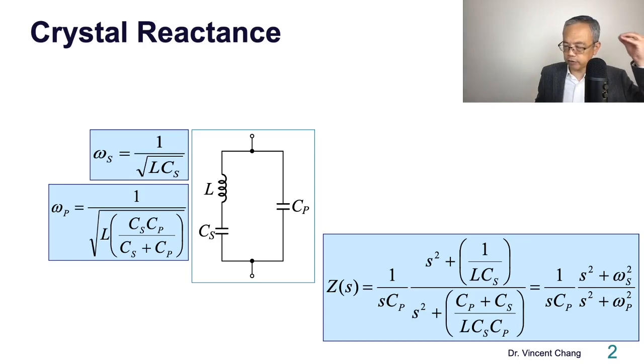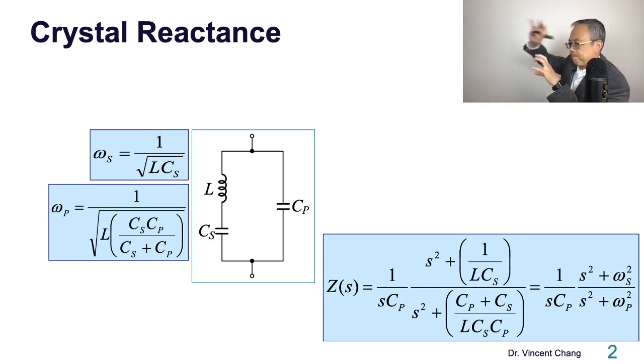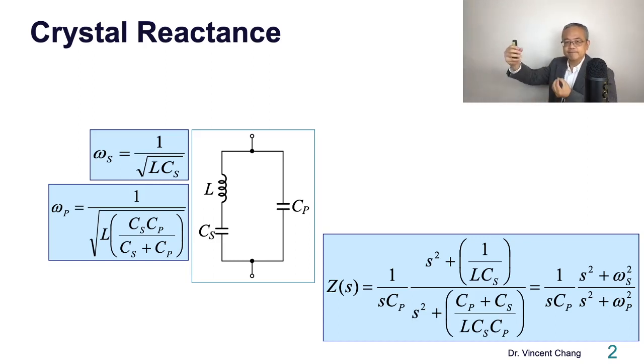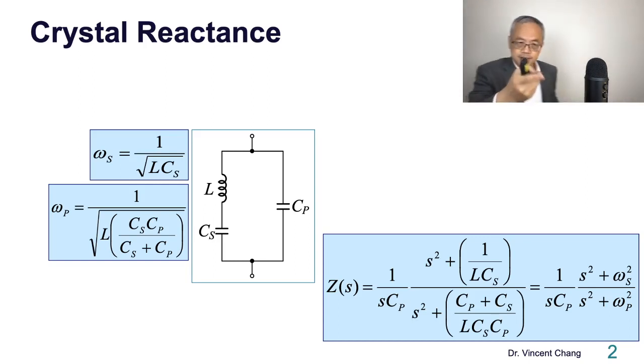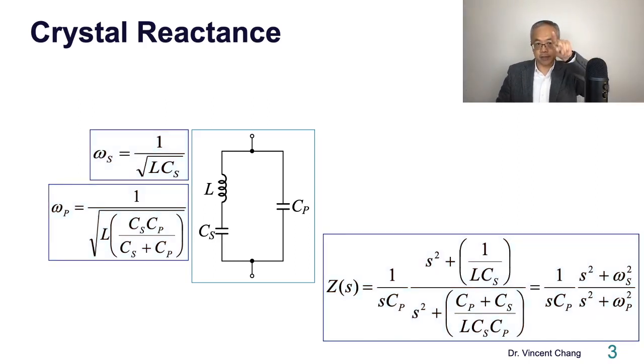And you can also interpret this parallel resonant frequency by grabbing the two terminals of the L and trying to look at the equivalent capacitance from the circuit. Then you are going to get the series combination of the two capacitors. This explains this equation, the parallel resonant frequency. So now look at the title, crystal reactance.